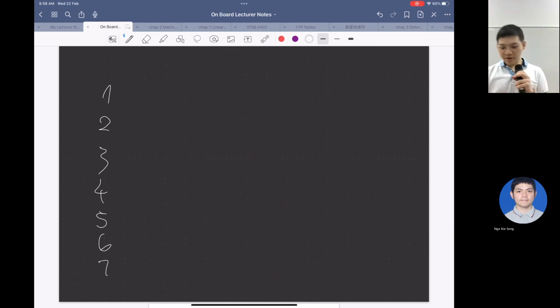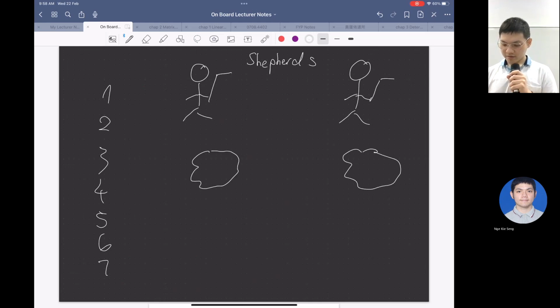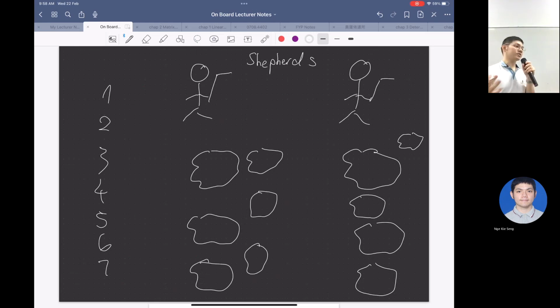For example, in the old times, there are two shepherds. Both of them rear a herd of sheep. Let's draw a sheep like this, just the body of the sheep. One day the shepherds want to compare their sheep. How do you compare? You try to form a bijection, meaning a one-to-one and onto map.